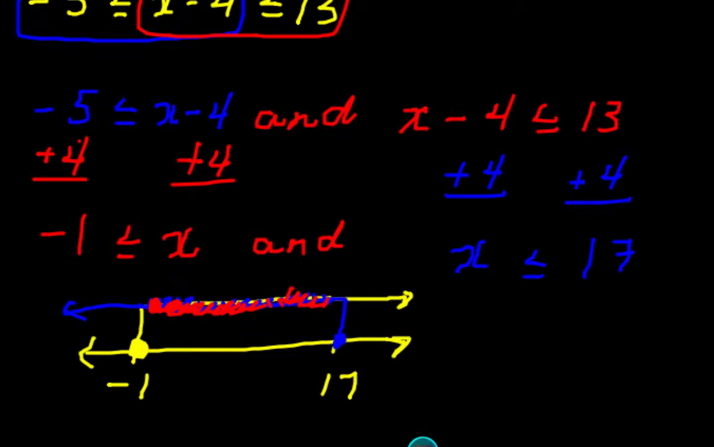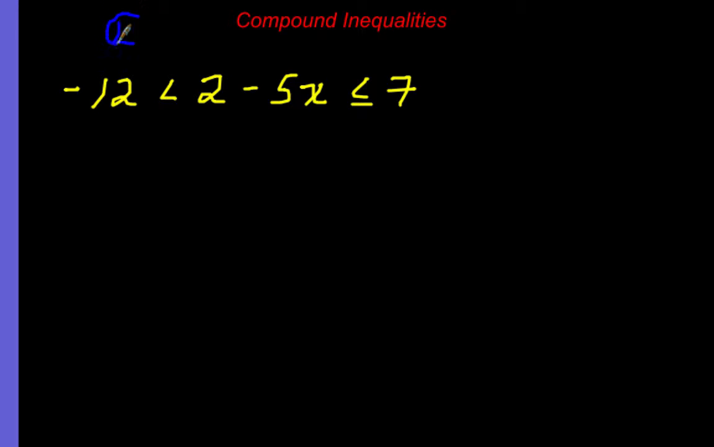Let's look at another example of this, and we can look at negative 12 is less than 2 minus 5x, and that's less than or equal to 7. Now there are two inequalities here. There's a left side of the inequality, and there's the middle, and then there's the right side.